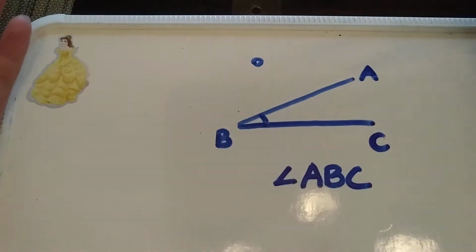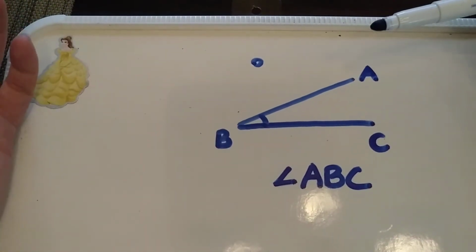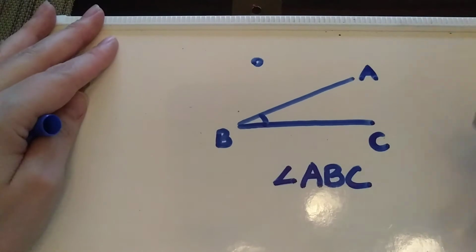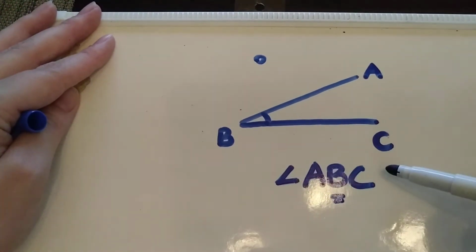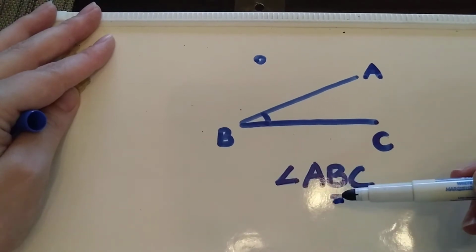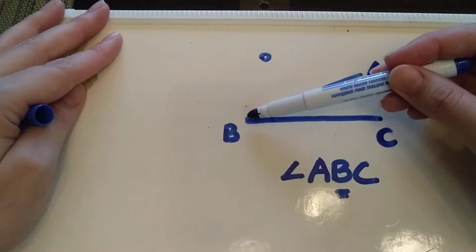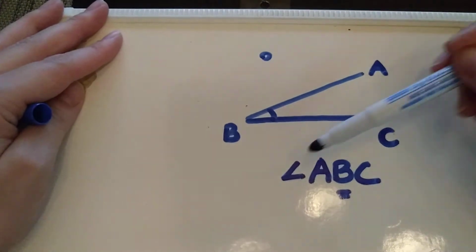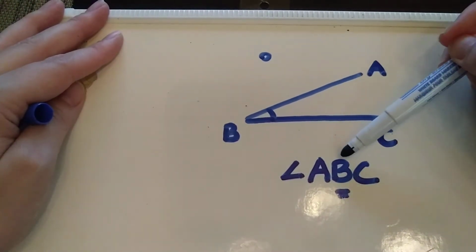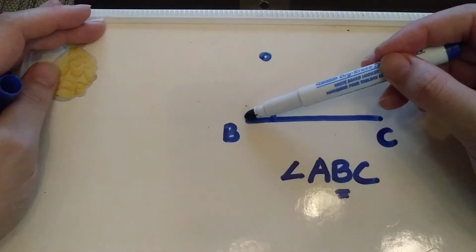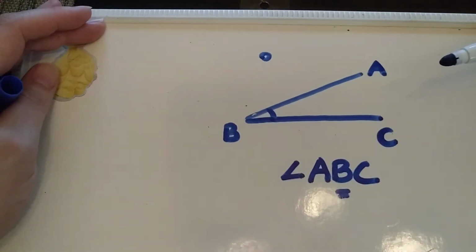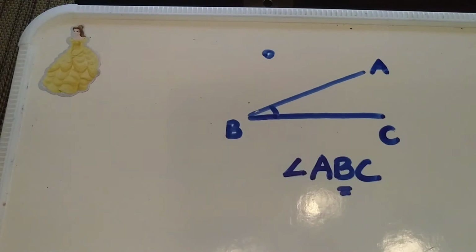And then you ask yourself, well, how do I know which one I'm actually measuring? Well, the trick is that you always look at the middle letter of the angle that's described. The middle letter tells you what vertex you are measuring. So in this case, if I'm measuring angle ABC, the B is where the vertex is. So when I get to measuring, I'm going to be measuring this angle right here. So that's just a little intro on what an angle is.